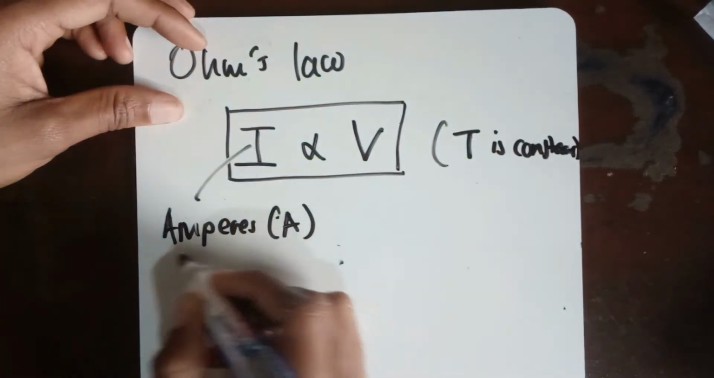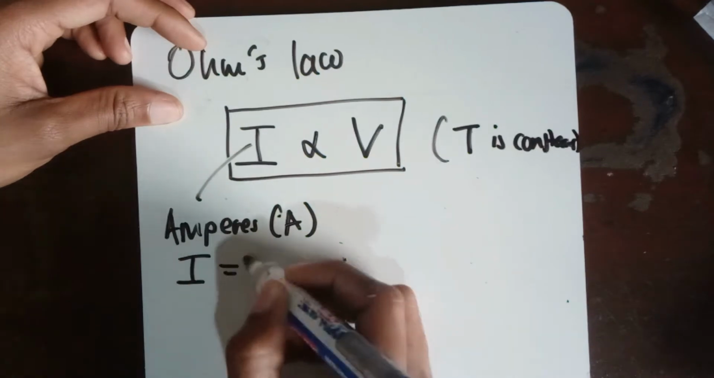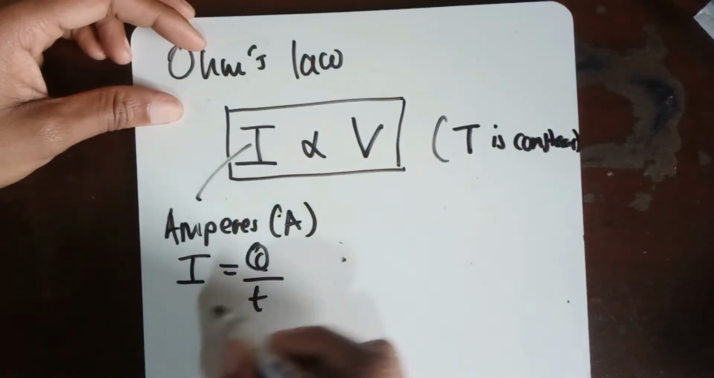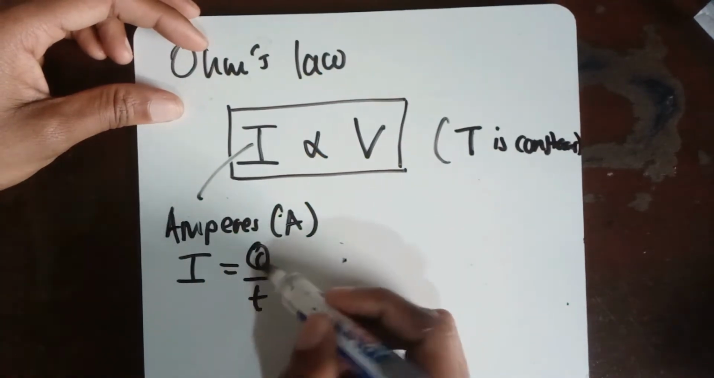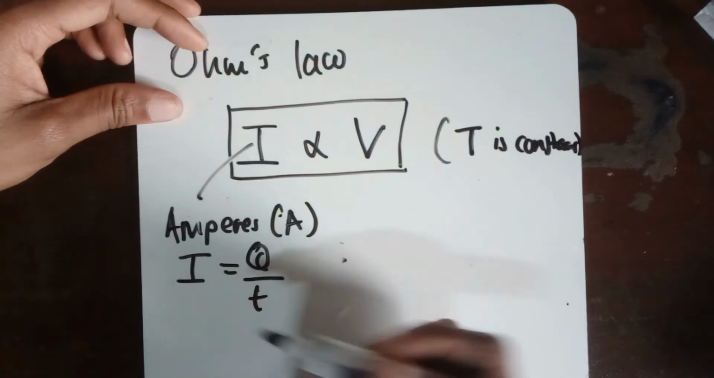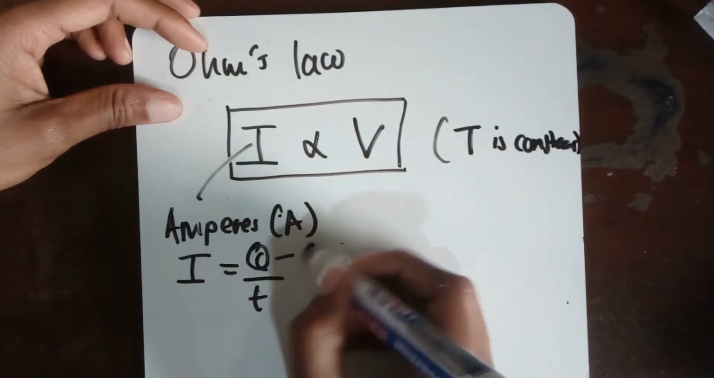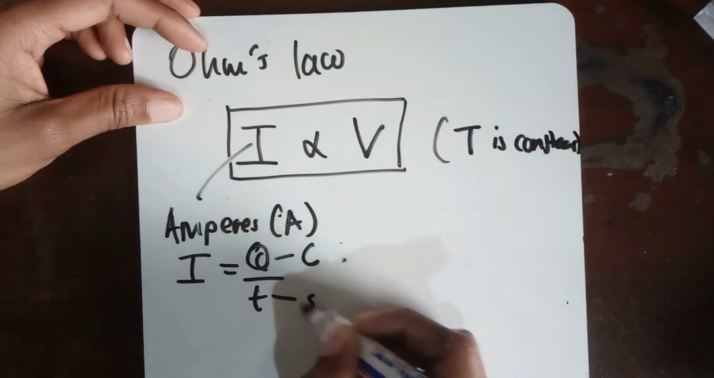And current, we were introduced to it in grade 10. They said that current is nothing but the rate of flow of charge. So it's given by this ratio here, Q divided by T, where Q is measured in coulombs, C, and T is measured in seconds, right?